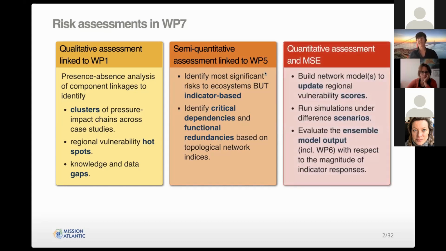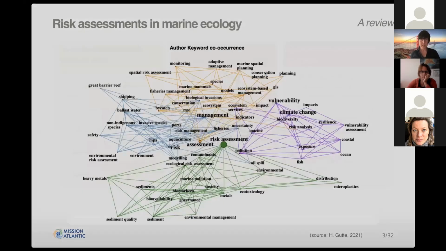Afterwards comes a quantitative assessment, where we will also build some network models like a Bayesian belief network, run simulations under different scenarios, and then also compare the model output with the work package 6 output and produce an ensemble scenario that can be expected, also looking for the magnitude of indicator responses across all those models.